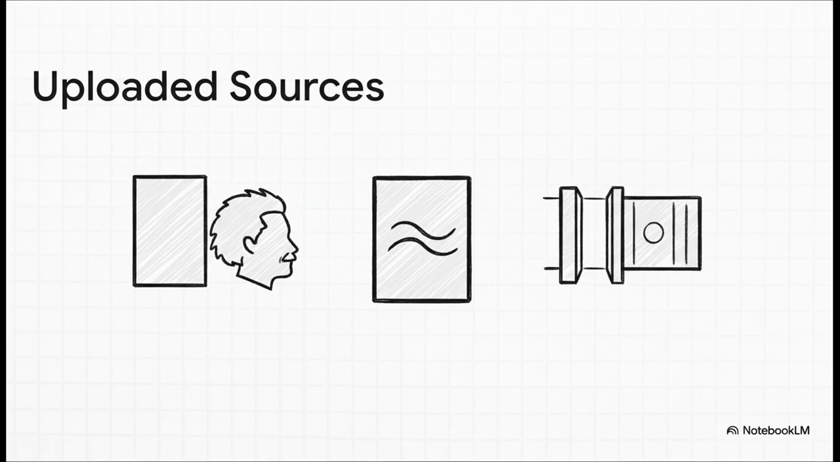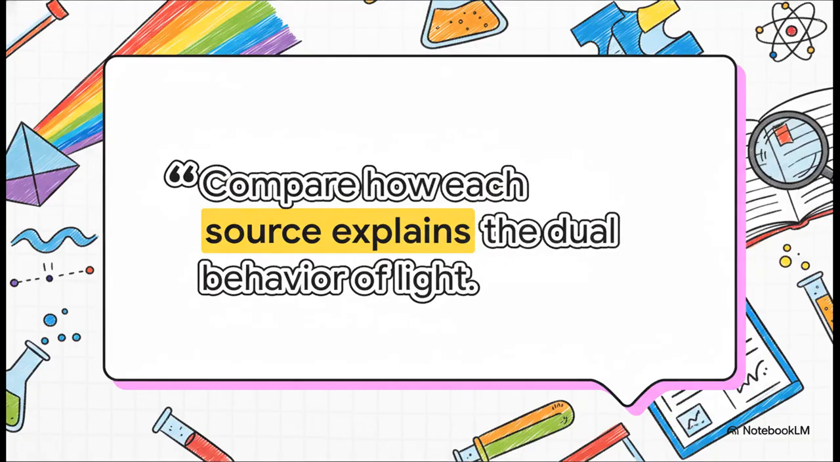So the teacher goes in and very deliberately picks out a few key, high-quality sources to upload into NotebookLM. Maybe some of Einstein's original writing on the photoelectric effect, a modern article explaining interference, and a really clear diagram of that famous double-slit experiment. And just look at the kind of question this lets a student ask.